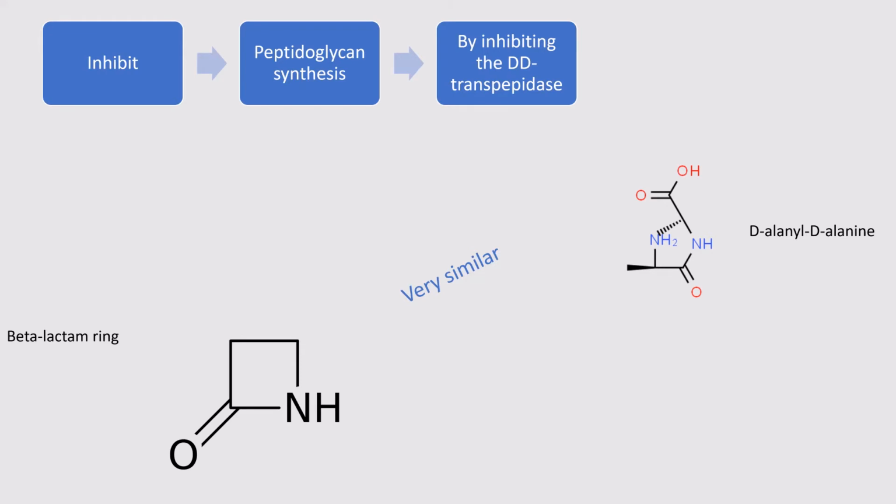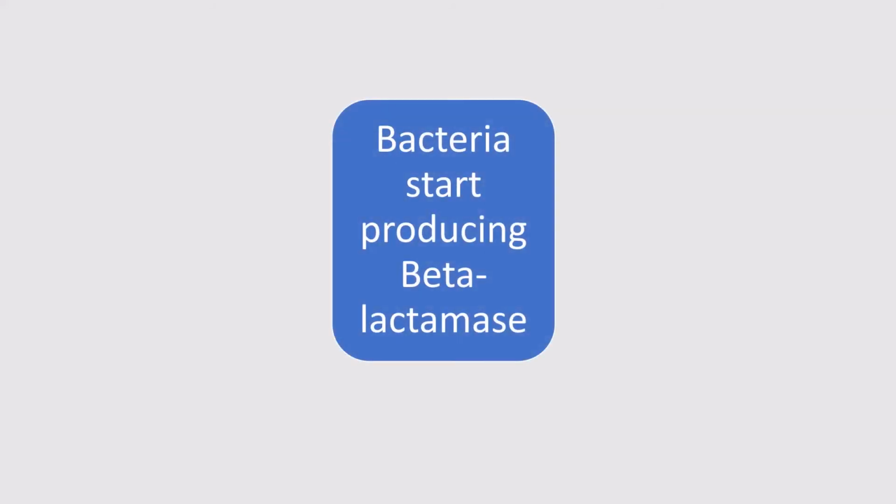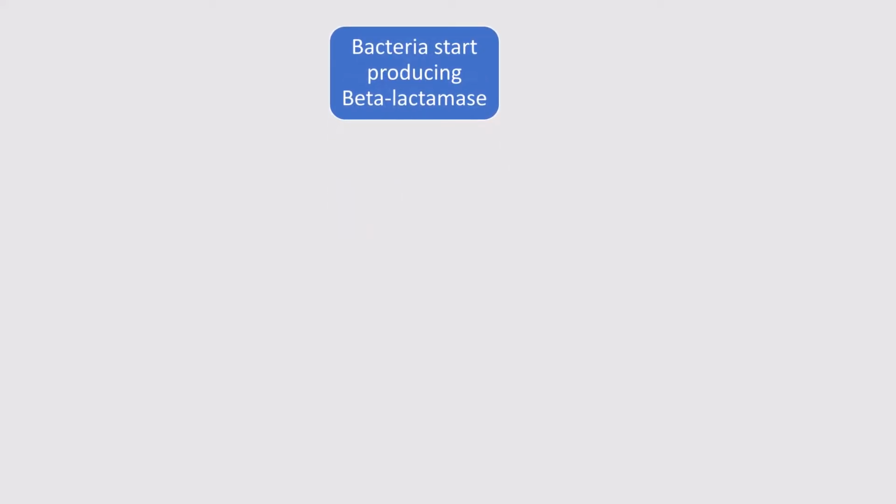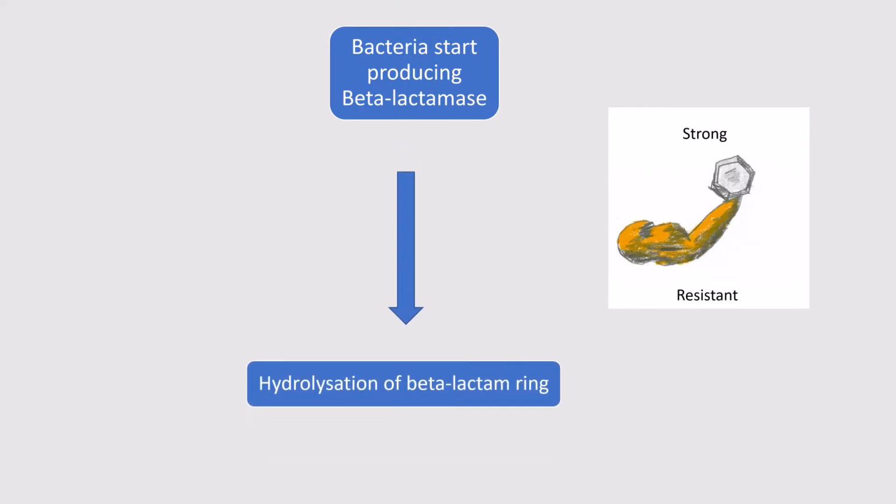But sometimes the bacteria find a way to survive the penicillin. In other words, they become resistant to the beta-lactam antibiotics. They start producing an enzyme called beta-lactamase, which makes them resistant against beta-lactam antibiotics. What this enzyme does is hydrolyze the beta-lactam ring. When the beta-lactam ring is hydrolyzed, the enzyme DD transpeptidase isn't inhibited anymore, which means it can synthesize peptidoglycan and form a rigid bacterial cell wall, which is necessary for its survival.